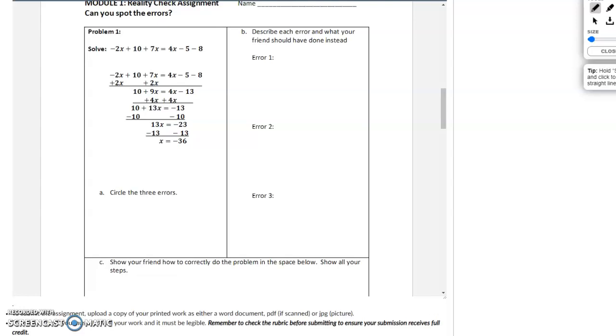So we have our first step. Nothing really happened there. Our next step, it looks like they added 2x to the 7x, but why does that not work? Well, our equal sign is right here, right? And so we are just combining like terms, which means we're not going to change the sign. So error 1, we could say they added 2x instead of just combining like terms.